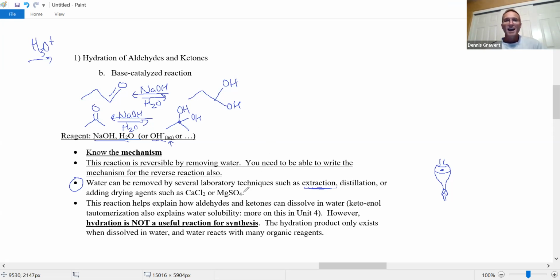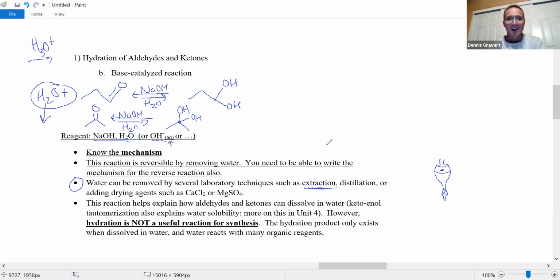You can also add drying agents that will just absorb the water, and that will reverse the equilibrium, right? So if I draw a balanced equilibrium reaction here, water plus aldehyde or ketone makes a diol. As you remove the water by absorbing it with calcium chloride or magnesium sulfate, sometimes nicknamed mag sulfate, the water gets removed on the reactant side. Le Chatelier's principle says if you remove a reactant, the equilibrium shifts to the reactant side, to the left, and you'll form your ketone or aldehyde.